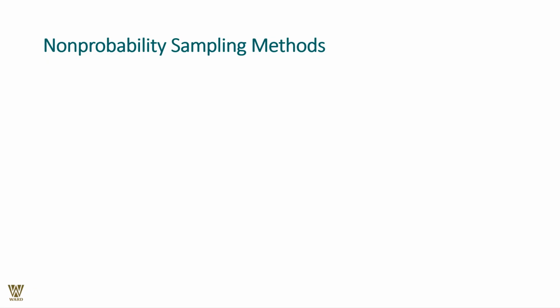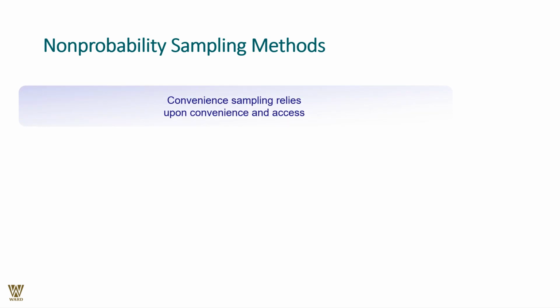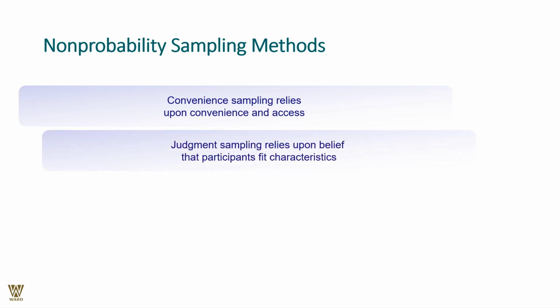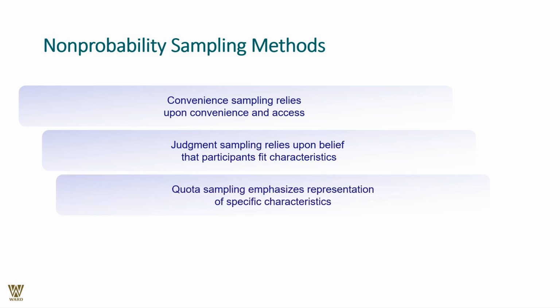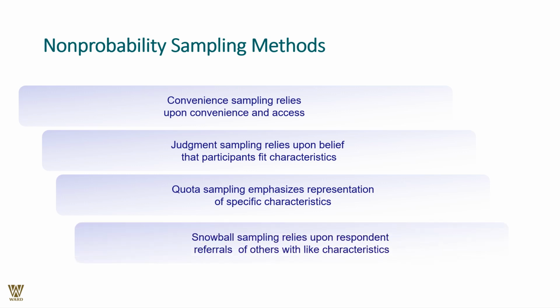Non-probability sampling methods, and how do we go about the non-probability method? This is all about convenience, all about purely understanding your compatibility in extracting the data. So convenience plays the most important role regarding your data access and so on and so forth. Judgment sampling relies upon belief that participants fit a characteristic. Quota sampling emphasizes representation of specific characteristics. Snowball sampling relies upon the respondent referral of others with like characteristics. So you carry on with your non-probability sampling that comes around here.